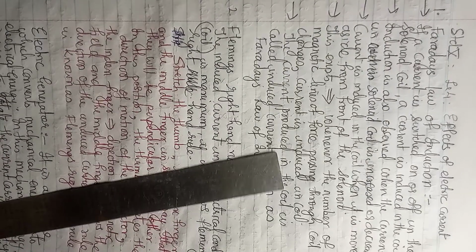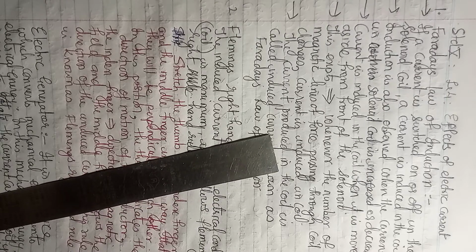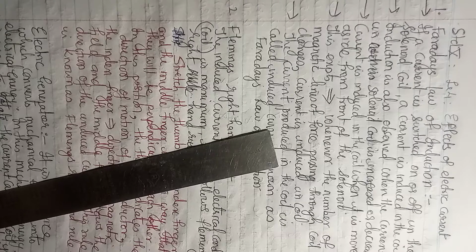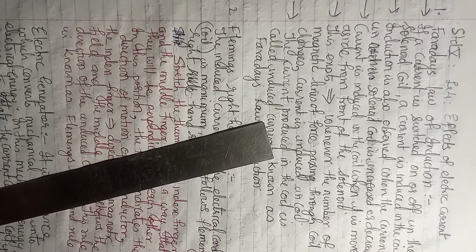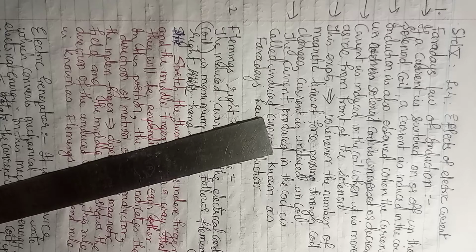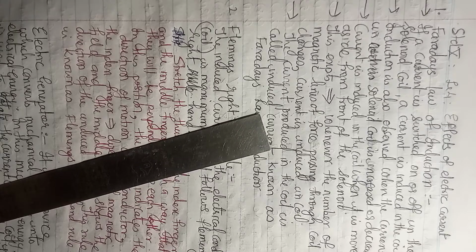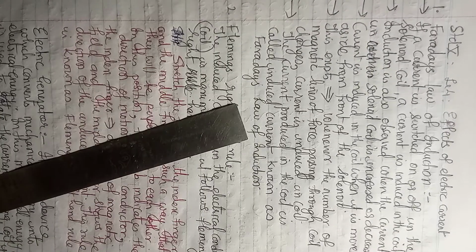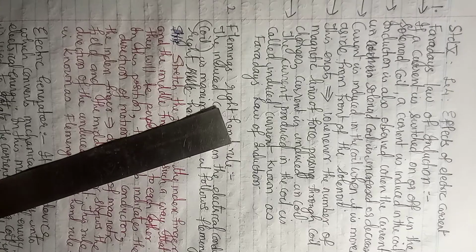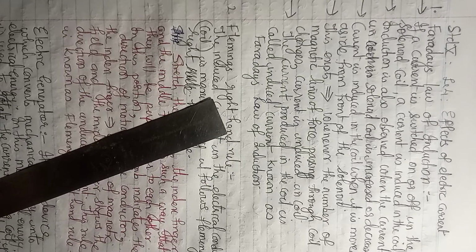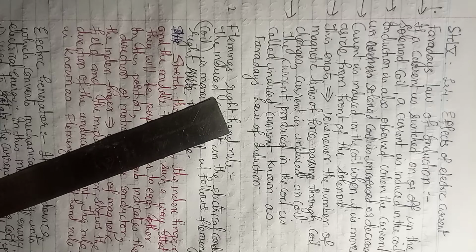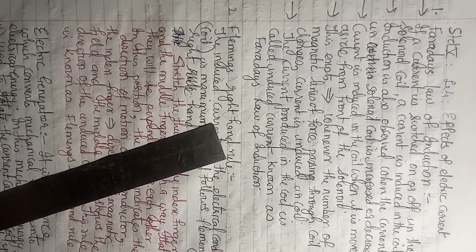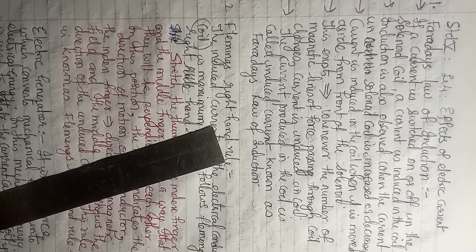So the more magnetic lines of force there are, the more the current will be increased. The more the number of magnetic lines of force, the more will be the electric induction. The current produced in the coil is called induced current. So the greater the effect of the magnetic field, the more electric current will be induced. This is called Faraday's law of induction.